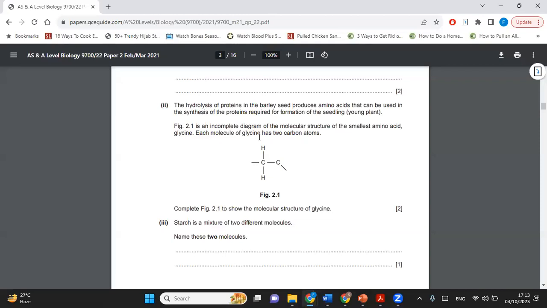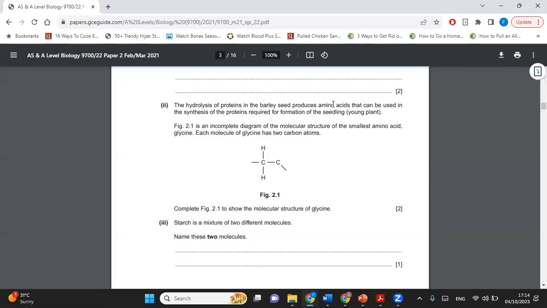Now, the second one is saying the hydrolysis of proteins in barley seeds produces amino acids that can be used in the synthesis of proteins required for the formation of the seedling. Figure 2.1 is an incomplete diagram of the molecular structure of the smallest amino acid, glycine. Each molecule of glycine has 2 carbon atoms. The question says, complete figure 2.1 to show the molecular structure of glycine.